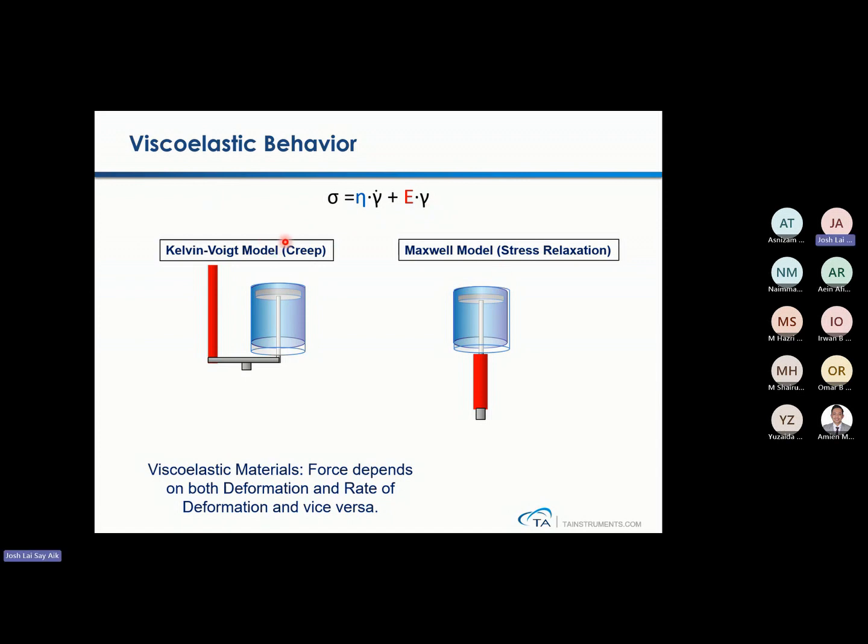You have two models here. One is for creep, one is for stress relaxation, which is Maxwell, consecutive, and Kelvin, which is parallel. So the force or the torque depends on both deformation and rate of deformation. Single load and single load. So these models will entirely describe the viscoelastic behavior that is used for measurement in rheometers.